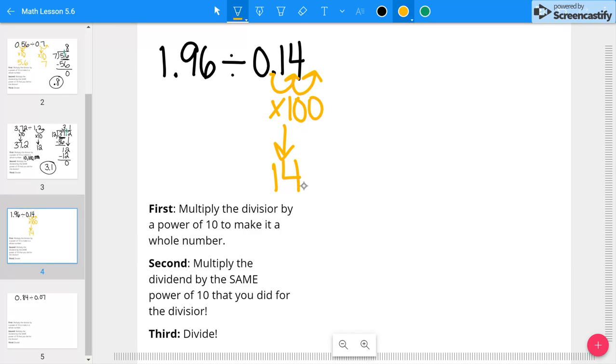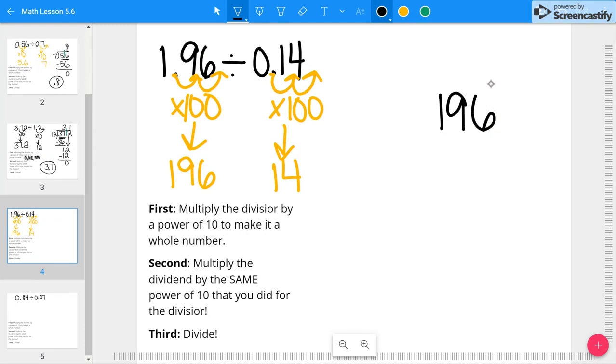I need my divisor to be a whole number. So now step 2: multiply the dividend by the same power of 10 that you did for the divisor. Well, I multiplied it by 100, so I'm going to multiply this side by 100, which means I need to move the decimal point once, twice. So now I have 196. Now I can solve it as a normal division problem. I'm going to put my new dividend underneath, 196, and then on the outside, my divisor, my 14. I don't have any decimal points to bring up. So now I can just solve it like normal.